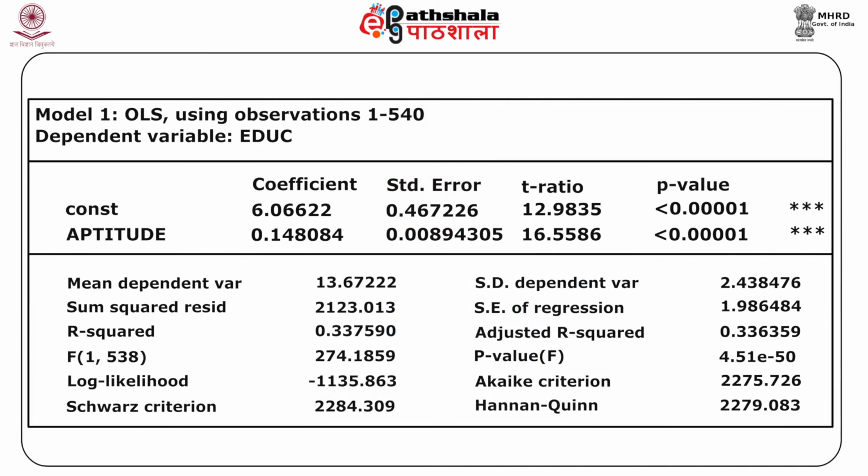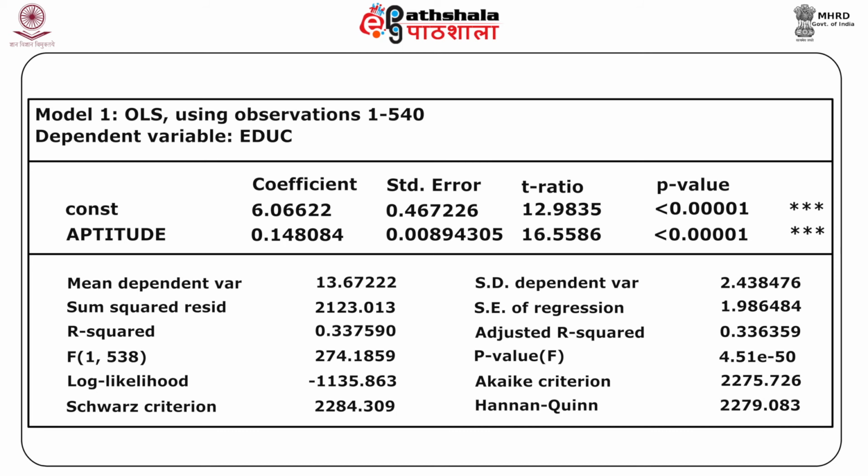So we have model 1 where we have OLS using observations from 1 to 540. 540 is the number of observations, and our dependent variable in this case is education. The output gives us the constant, and we have the coefficient, standard errors, t ratios and p values. You are all familiar with all this, and we have the explanatory variable aptitude, and we have the coefficient, standard error, t ratios, p values of all these.